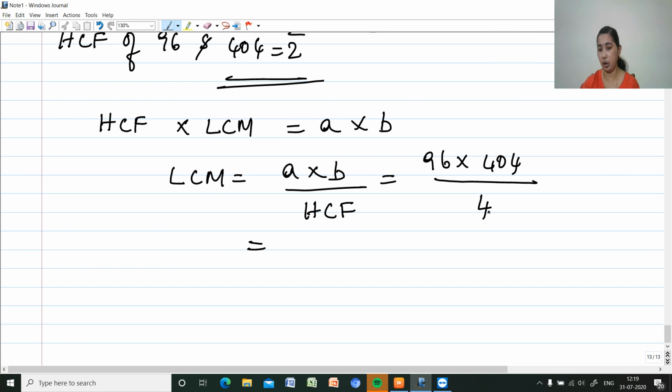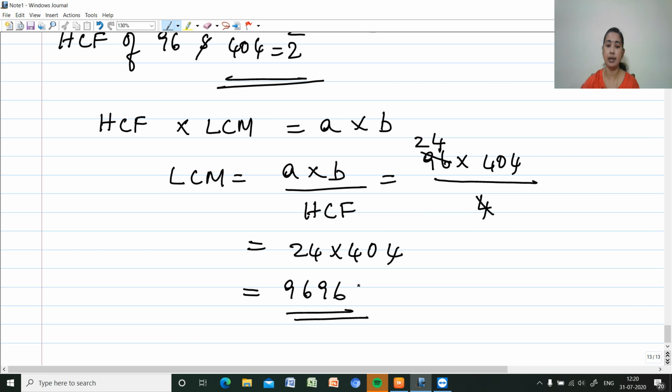We can cancel out the common terms. Common term 4: 4 times 2 is 8, remaining 16, 4 4s are 16. So 24 into 404. Multiplying this, we'll get 9696. So the LCM is 9696. What we are doing here is applying the formula HCF into LCM is equal to A into B. So first finding HCF, then using that in this formula, this concept, and finding the LCM.